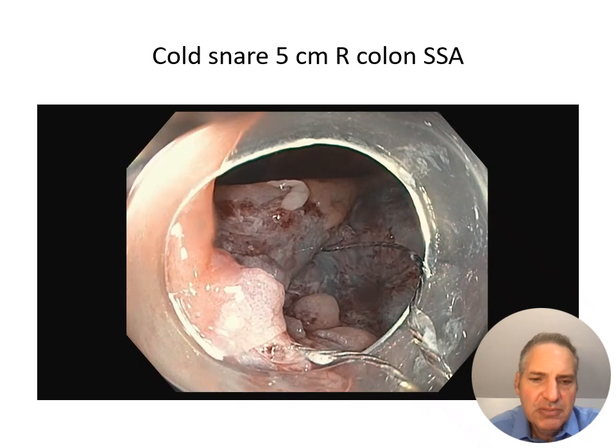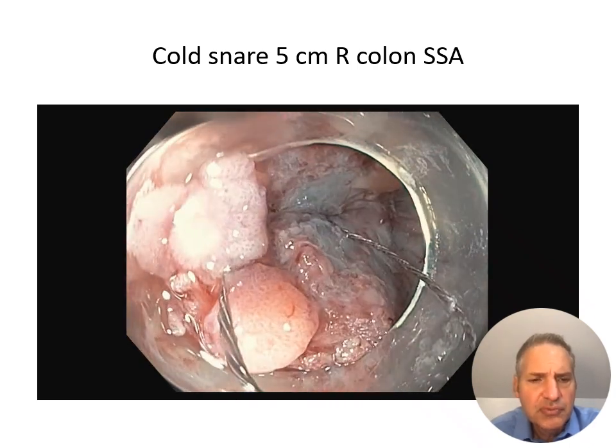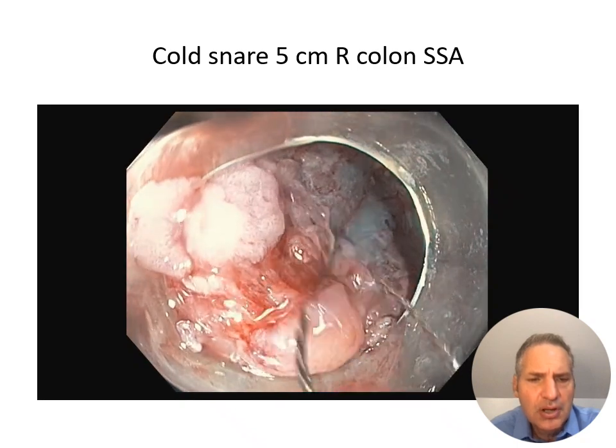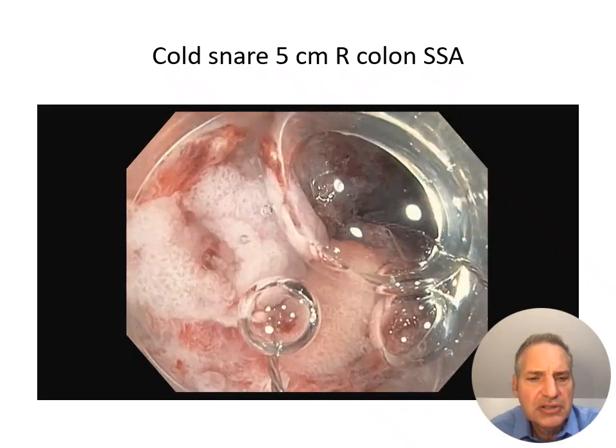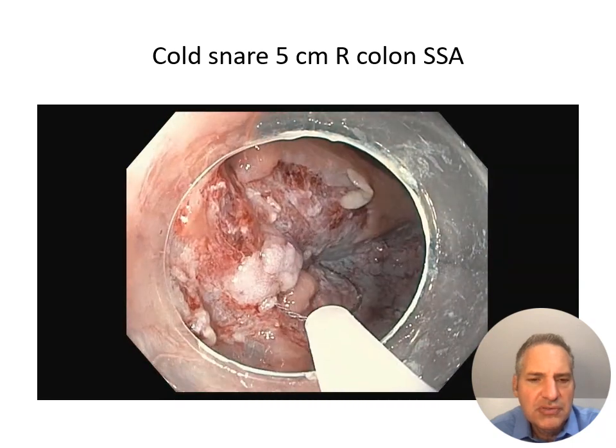Now in inspecting the base, there's a few millimeters of residual tissue that we can also remove with the cold snare. And even with hot snare resection or previously resected polyps, I find cold snare to be very helpful to work in these more difficult areas.